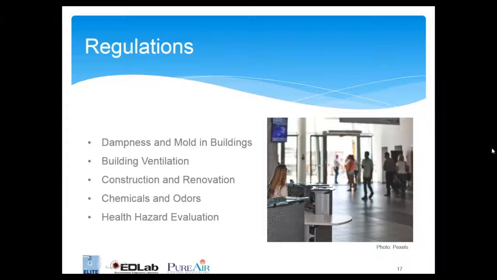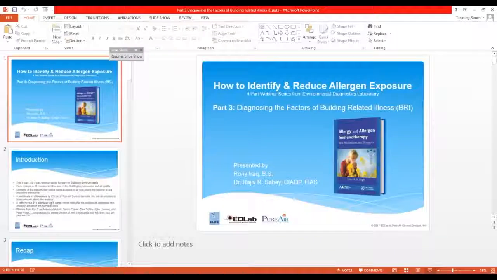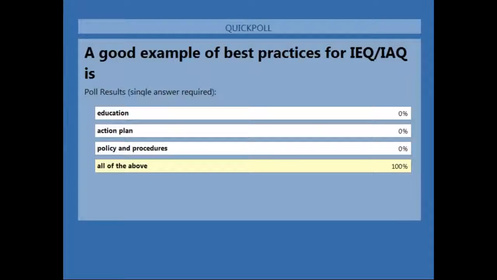Okay, now that's the end of the webinar, but we do have our final question. A good example of best practices for IEQ, IAQ is education, action plan, policy and procedures, or all of the above. Give everyone about another 10 seconds. And we'll go ahead and close out this poll, showing that 100% of you got it correct. It was all of the above for best practices.